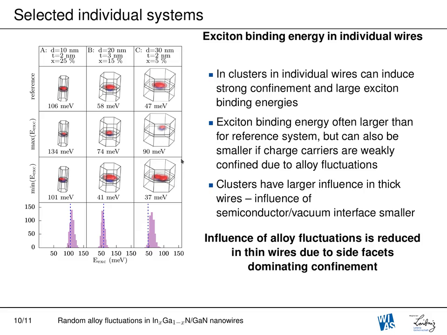So we can conclude from this that the influence of alloy fluctuations can be reduced in such systems if you go to thinner wires, due to the side facets that then dominate the electron and hole confinement. And once you go to thicker and thicker wires, these fluctuations will take over and govern your localization and your electronic and also excitonic properties.